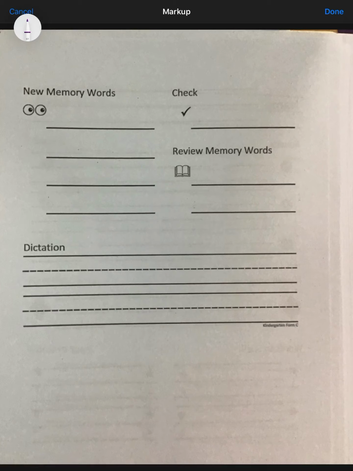All right. We are ready to just start reviewing all of our sight words. So a sight word that I want you to think of, instead of it being new, these aren't new. These are just memory words. So let's do the memory word can. Can. C-A-N, can. How about the memory word his? His. H-I-S. His.